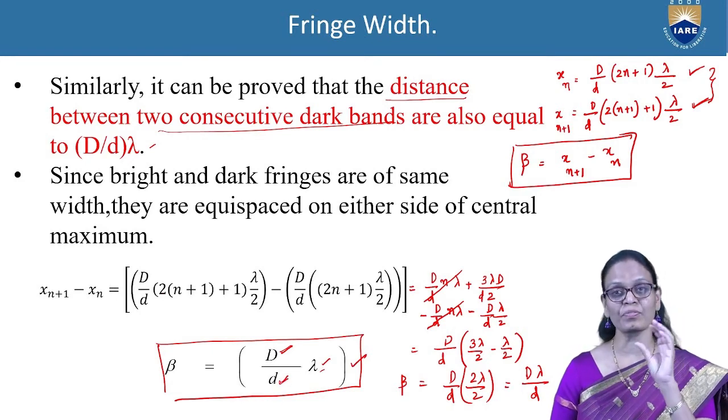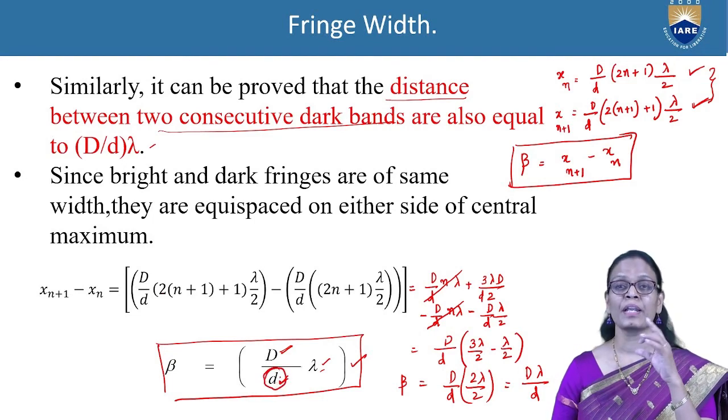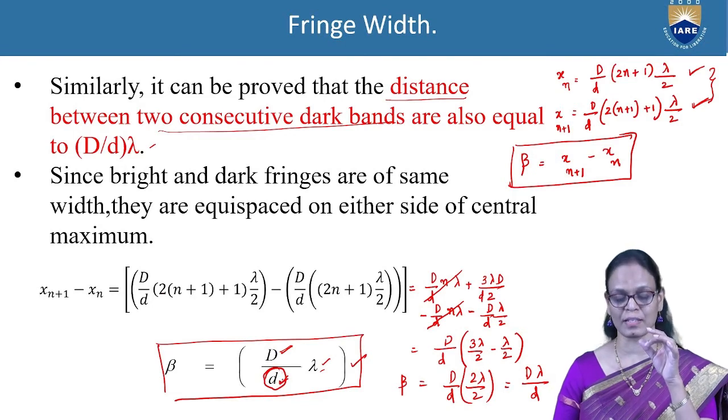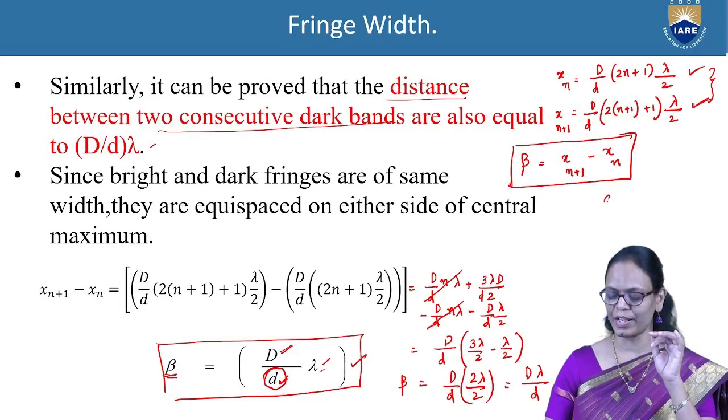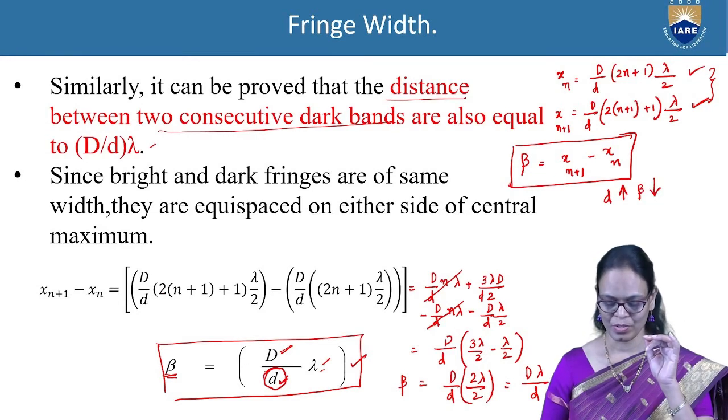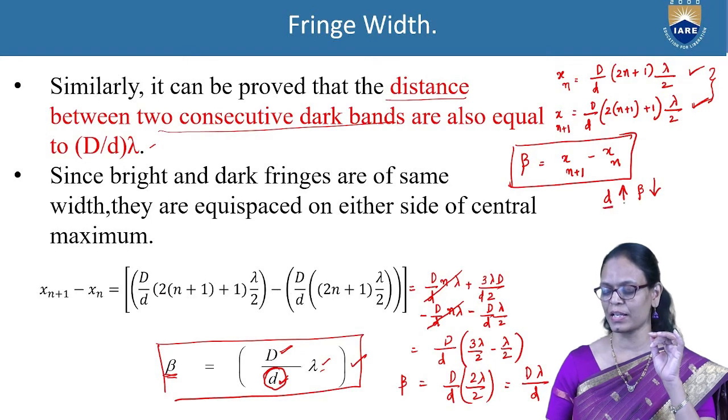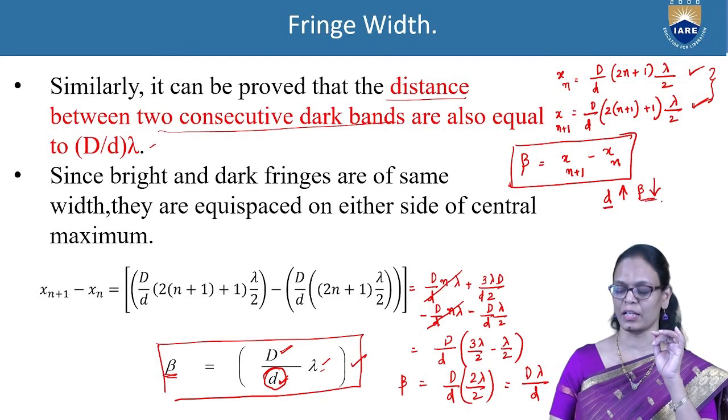So now if the distance small d increases, then what happens? If the distance between the two slits increases, the fringe width will decrease. They will be very closely spaced. Means if small d increases, the fringe width beta decreases because they are inversely proportional. So as the distance between the slits increases, the width of the fringe decreases.